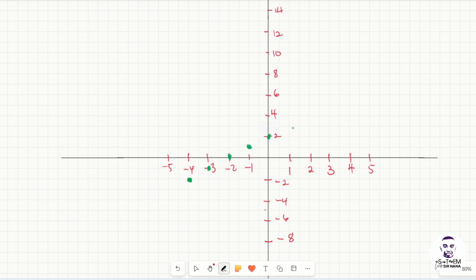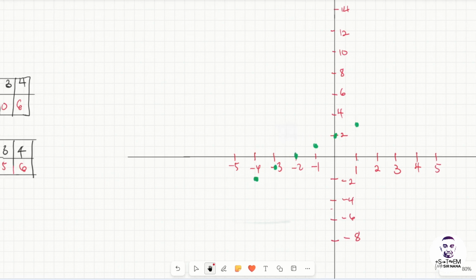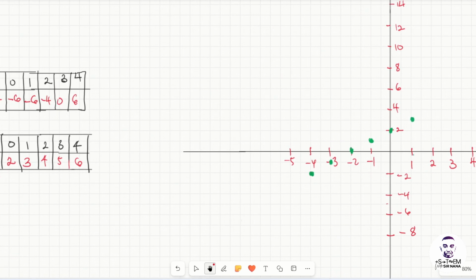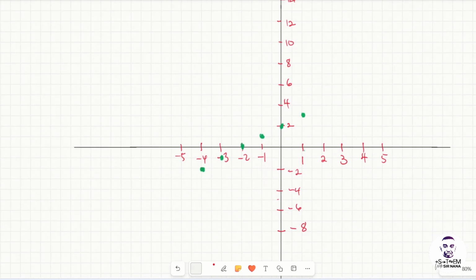We have 1 and 3, right? We have 2 and 4, 3 and 5, 4 and 6, 2 and 4, 3 and 5, right? So this is not the 3. Let's correct it here. So 3 and 5. So this one I have to be very careful and take your time. If not, you'll not get the right thing. So 3 and 5, and then 4 and 6.